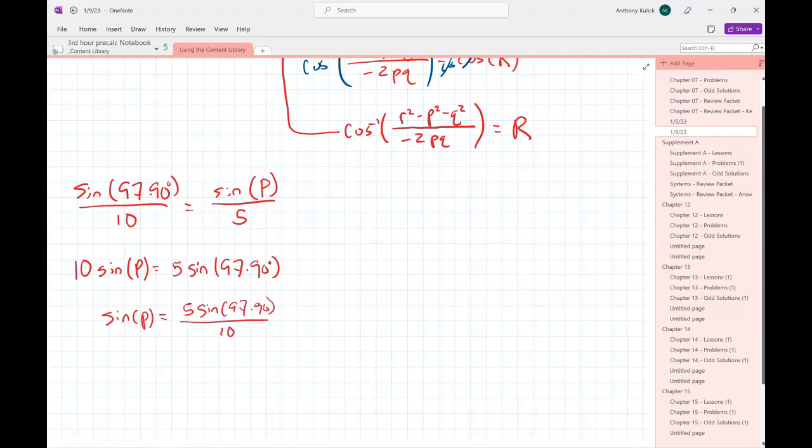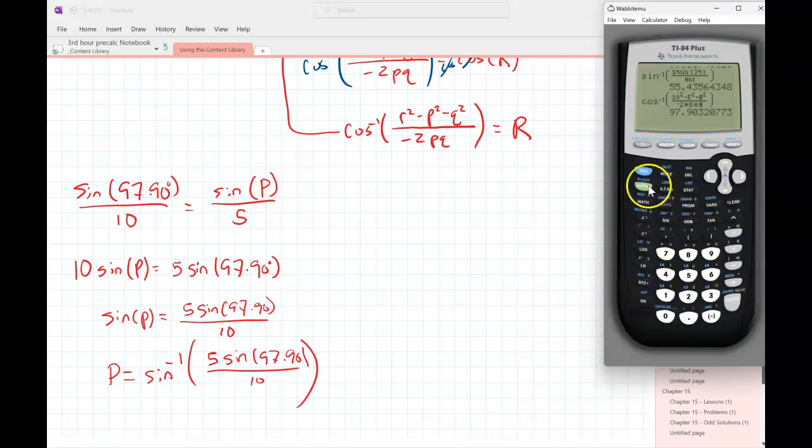And then to get rid of that sine in front of the P, we do sine inverse. Sine inverse, I'll make my fraction, 5 times sine of that previous answer, divided by 10, and I get 29.69.